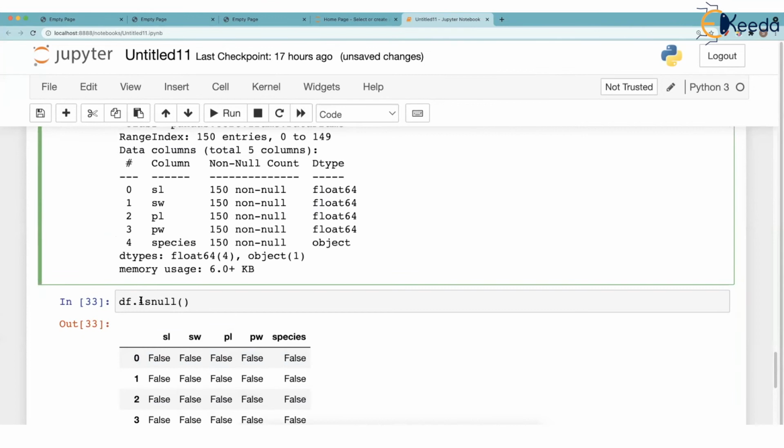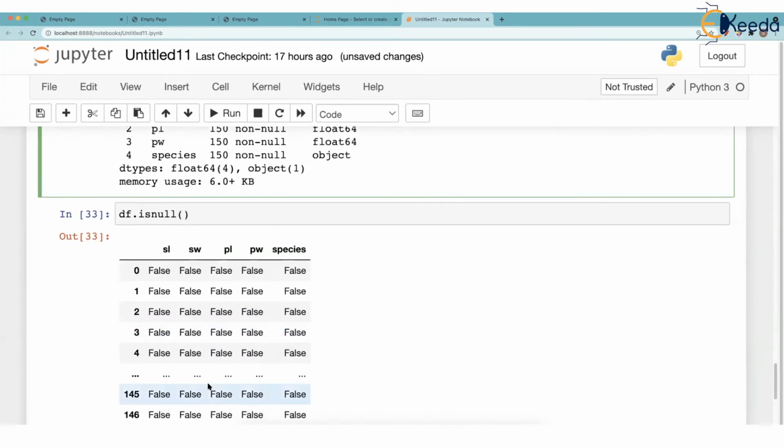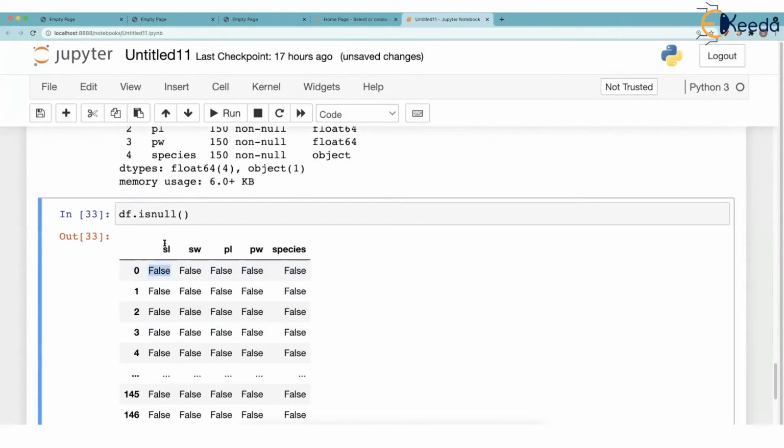Okay, so df.isNull. What it is saying is that false over here means SL in this particular row is not null. You can see everything is false. That means all values are not null. All values are meaningful values. Everywhere it is false, you see. Although this output is not very readable.